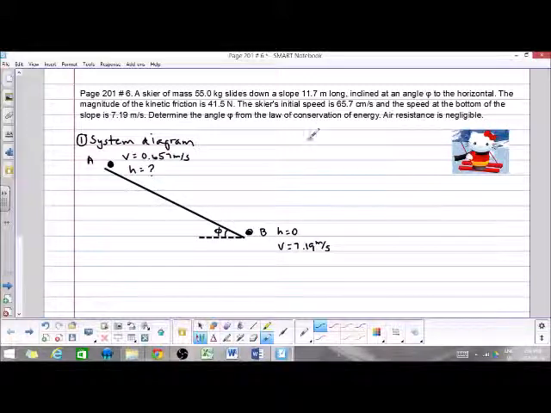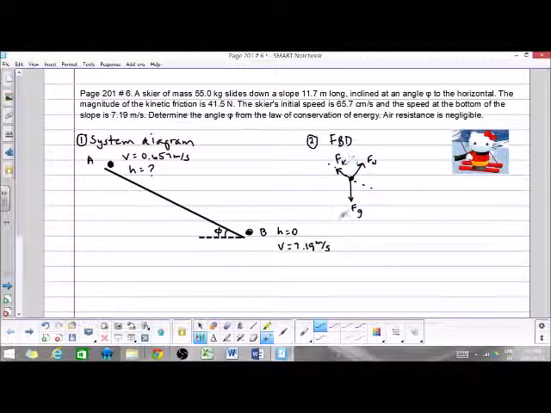Now, for this one, in addition to the system diagram, I'd like you to consider a free body diagram. The reason for this is because you've got extra forces going on here. This is your slope, and this is your skier. Your free body diagram is going to look like this. You're familiar with this: force of gravity, normal force, and then there's a force of kinetic friction going up the hill.